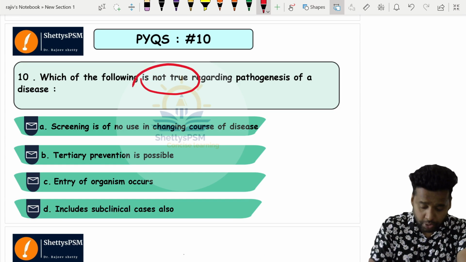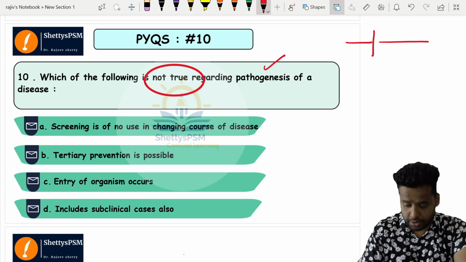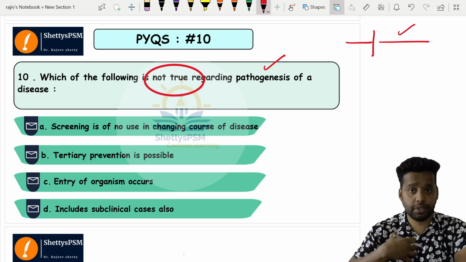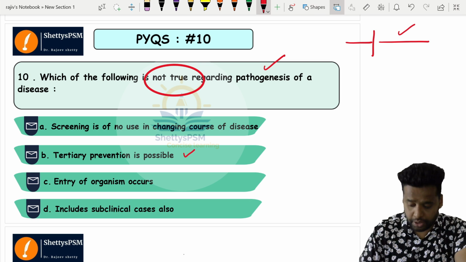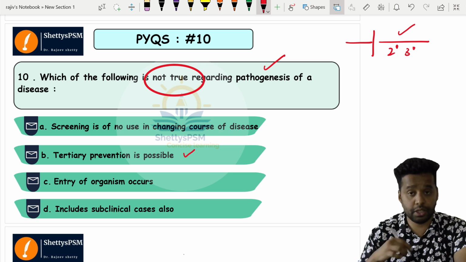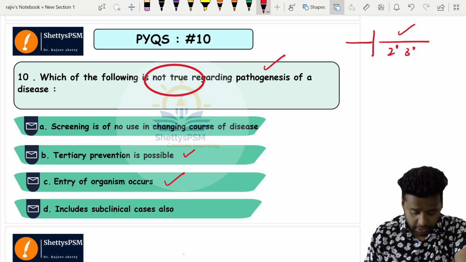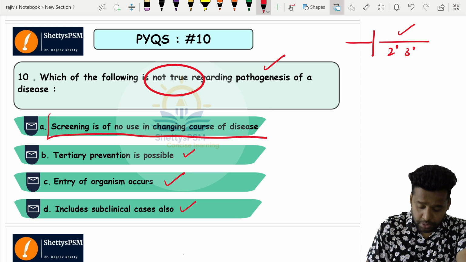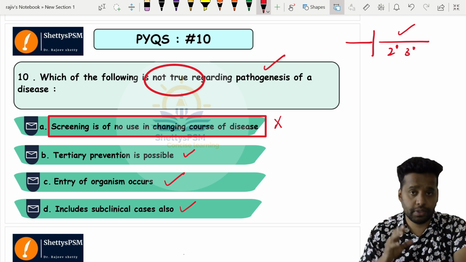Not true for pathogenesis phase. Natural history has two phases: pre-pathogenesis and pathogenesis. The question is on the pathogenesis phase. Within the host, what are the changes? Tertiary prevention is possible. Yes, we can do secondary, we can do tertiary, both. Entry of organism has happened, that is also correct. Includes subclinical cases, that is also correct. Screening has no role? No, screening can change the sequence of disease.